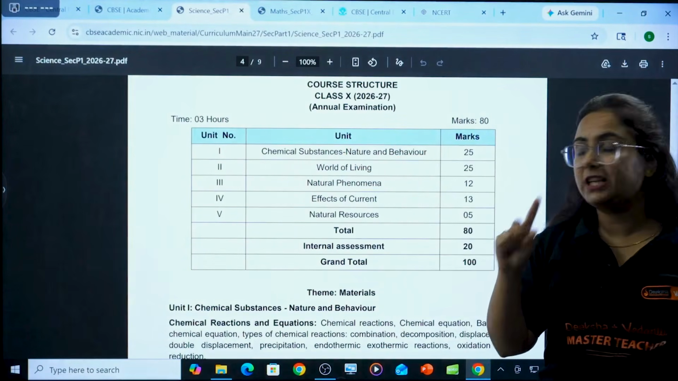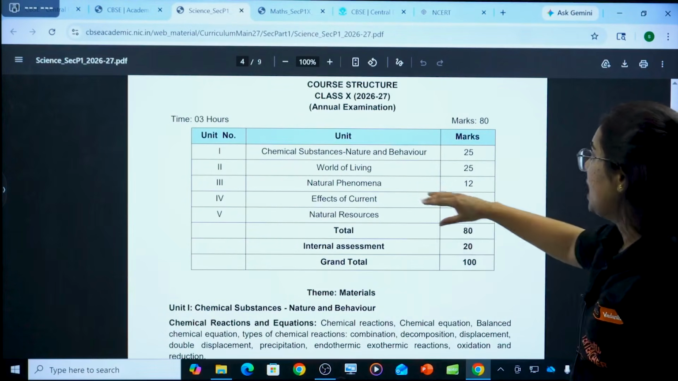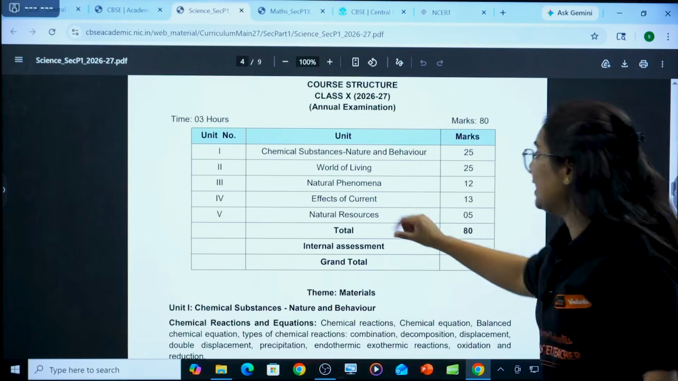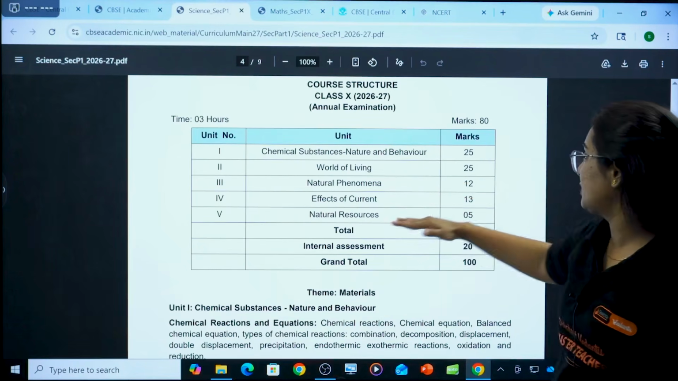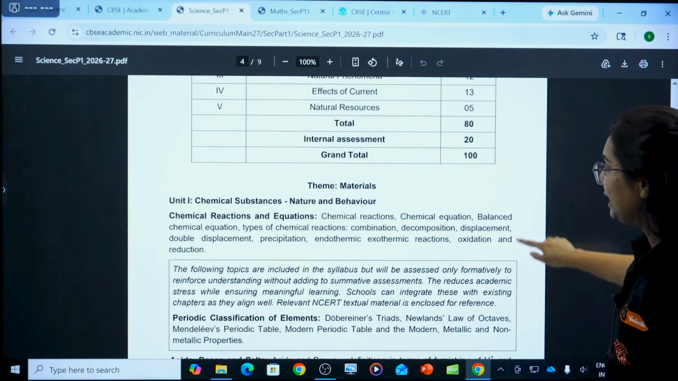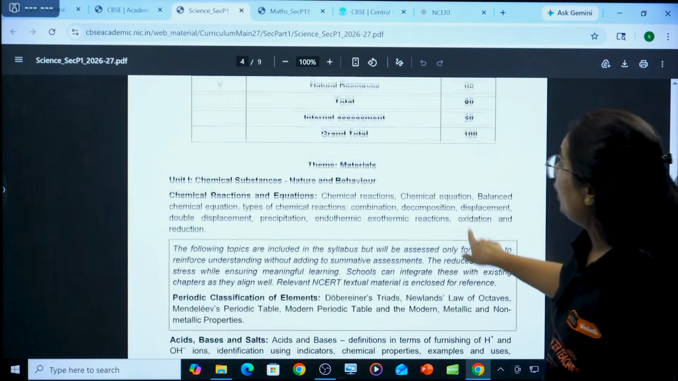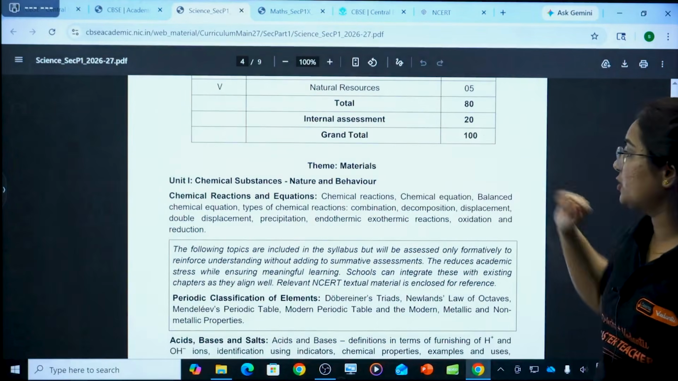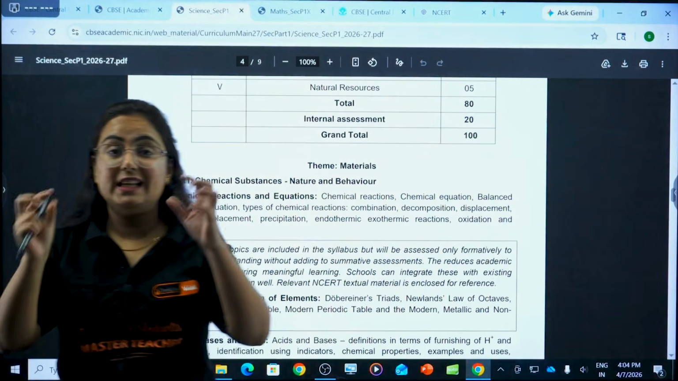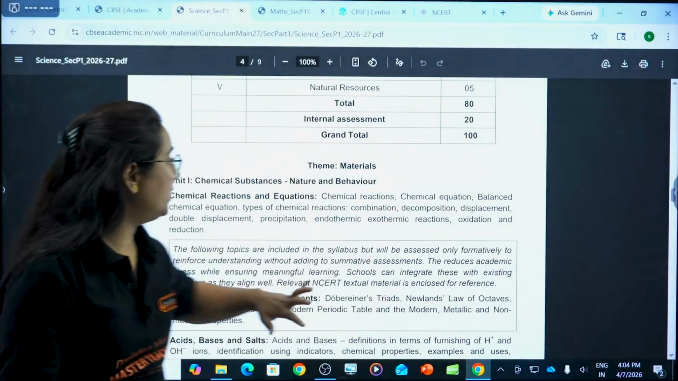Now here it is about chemistry 25 marks, world of living 25, natural phenomena 12, effects of current 13 marks, natural resources 5 marks, and this will be how you can get the total of 80 marks. Along with your internal assessment, it is 20 marks. See, science is quite important here because they have explained very nicely to you.